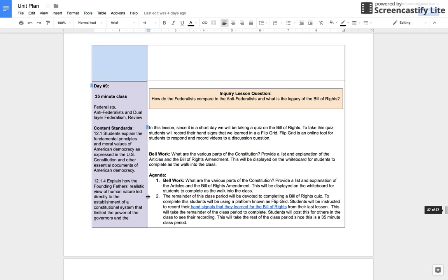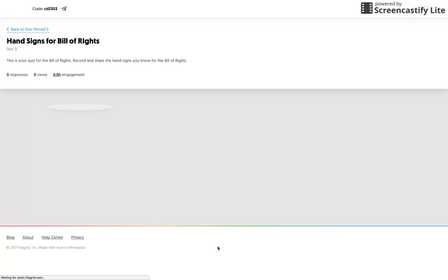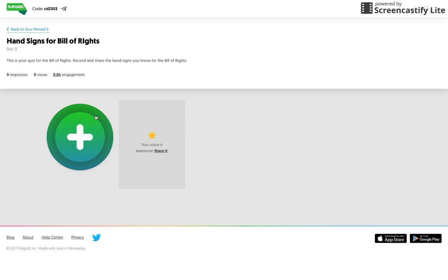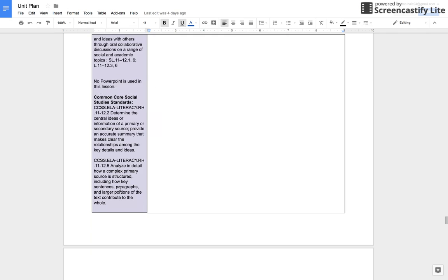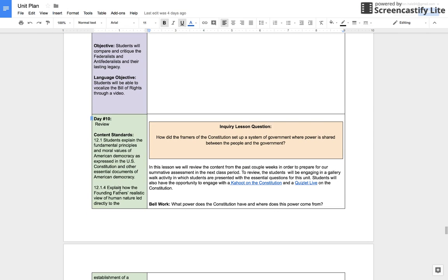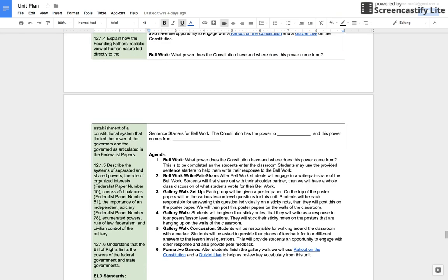So our assessment, or one of our formative assessments here, is students recording their Bill of Rights hand signals, or using their hands to remember the Bill of Rights, through the use of a hyperdoc in which they record themselves with a webcam video. If we keep scrolling down, we have our review day on day 10, in which we have a quiz live, a Kahoot, and a gallery walk.